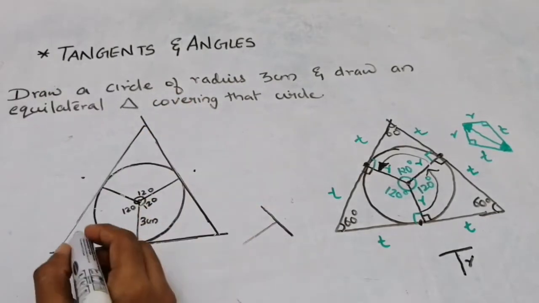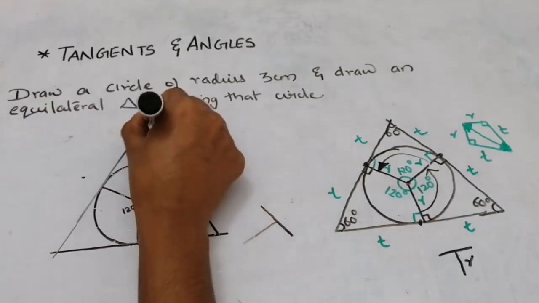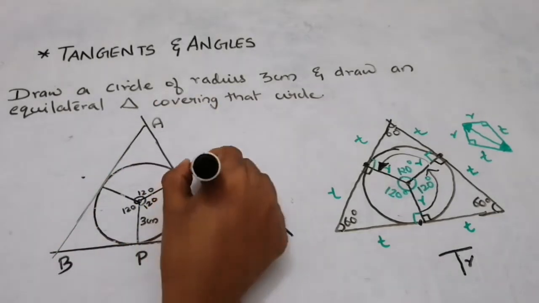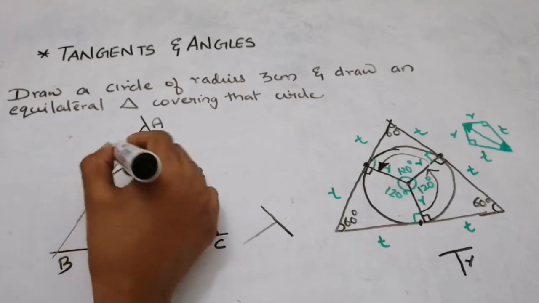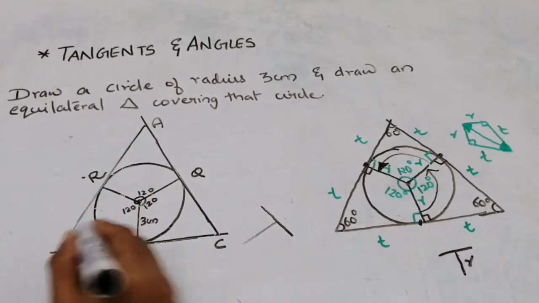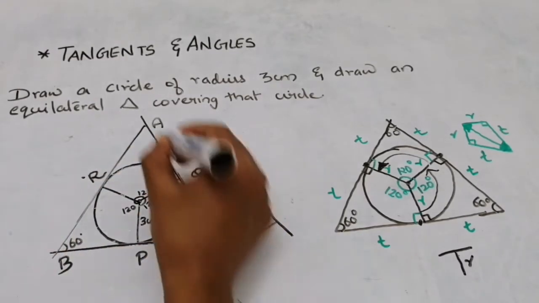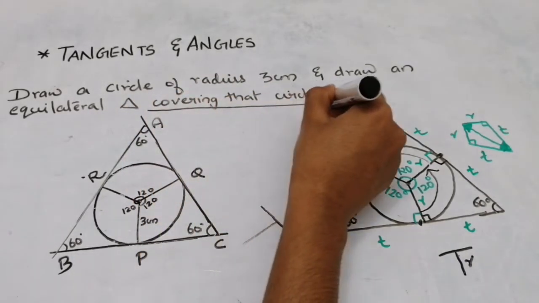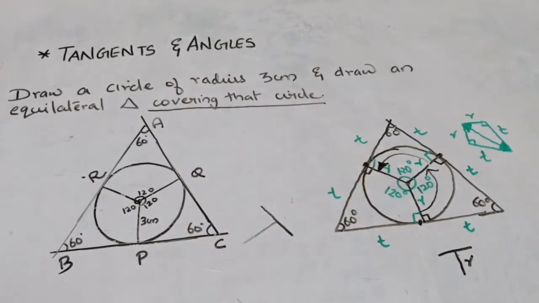See, we got the equilateral triangle, and you can mark it as A, B, C, P, Q, R, and mark this angle as 60 degree, 60 degree and 60 degree. And please, in your question, you can underline this line covering that circle, okay.